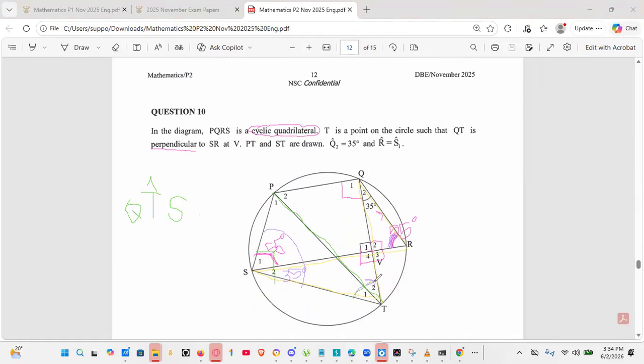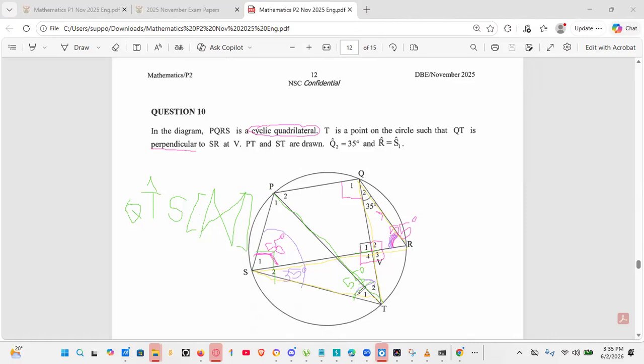You need to tell the story of how you got to that angle being 55. You'll first say R2 will be 90 because these two are on a straight line. Then you can find 55. After finding the 55, you can just claim angles in the same segment. Therefore, QTS is 55 because of angles in the same segment.